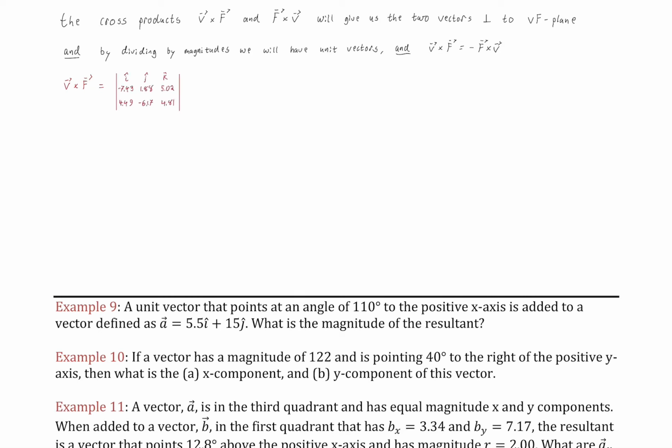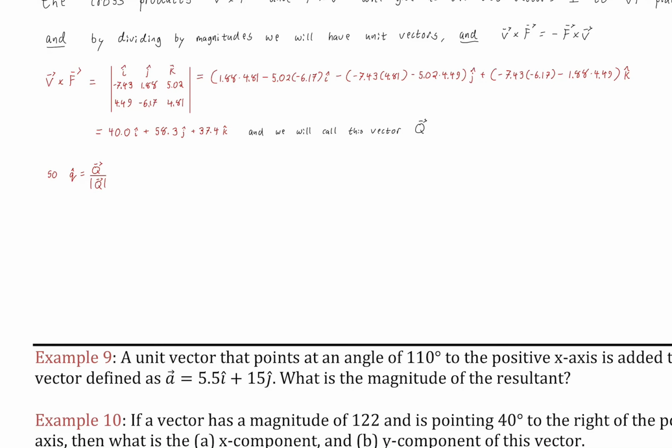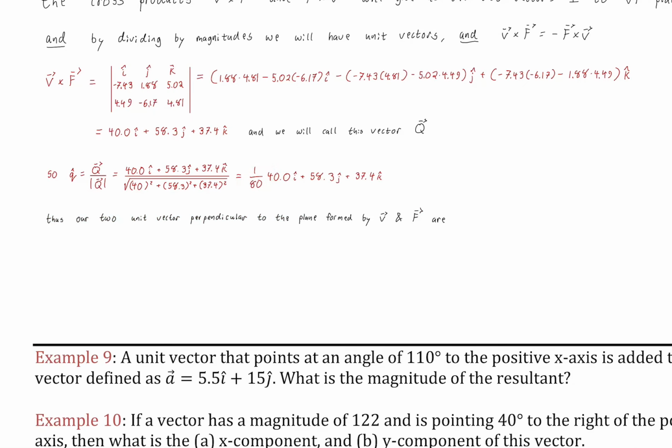So let's write this out. V cross F: I'll do all the math, make sure our numbers work out, and we get the following vector. We're going to call that Q. Then I'm going to find Q hat by taking Q divided by its magnitude. There we go, I have a 1 over 80 that just comes out of the square root. So our two unit vectors are going to be Q hat, which is just distributing the 1 over 80 onto each component.